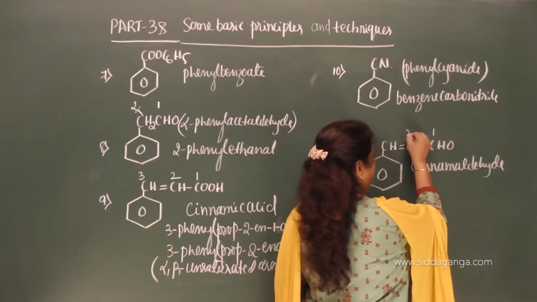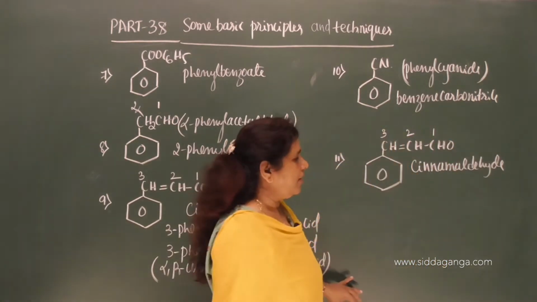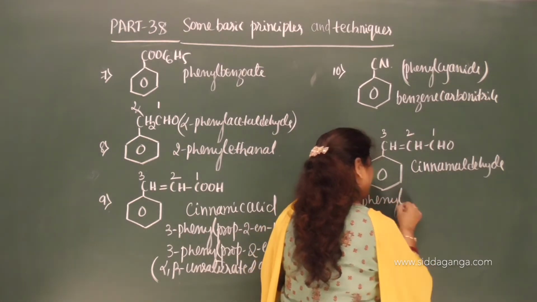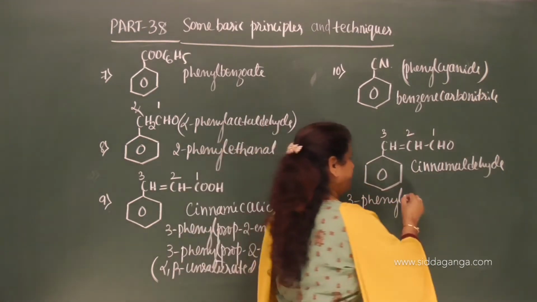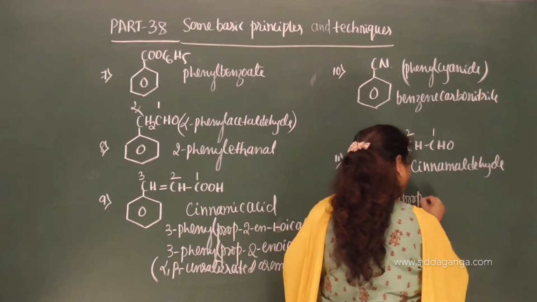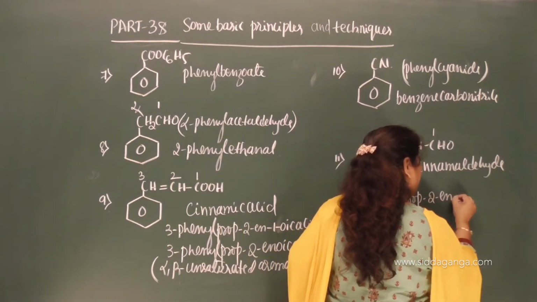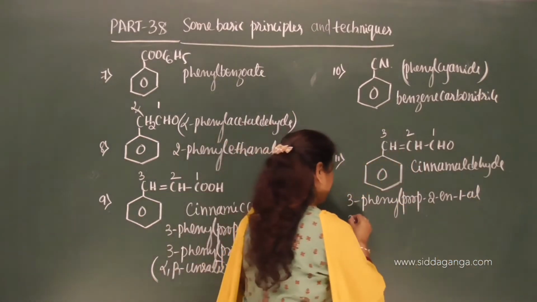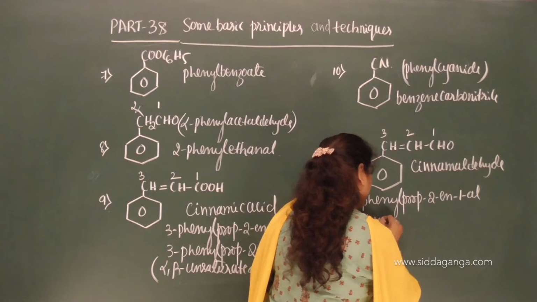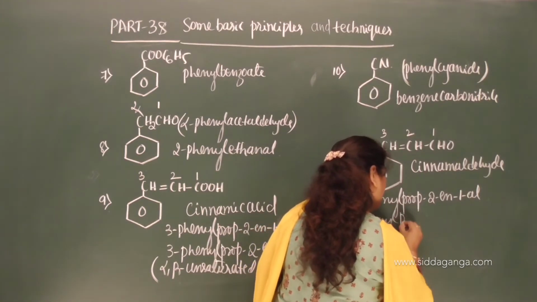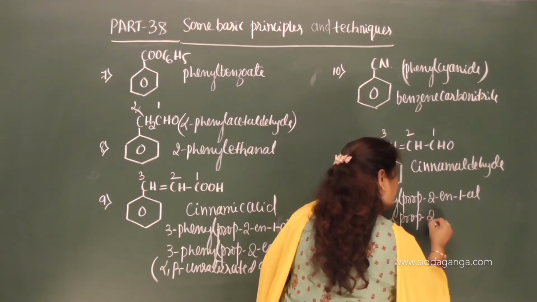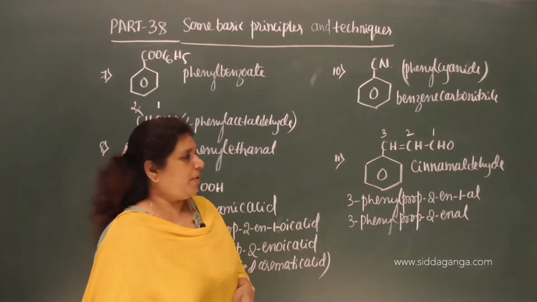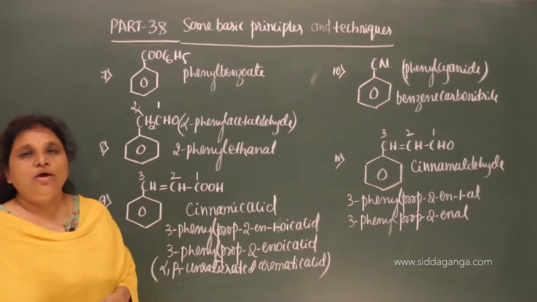Okay. Now what is the IUPAC name here? 1, 2, 3. On the third carbon we have the phenyl group. Therefore 3-phenyl. 3-phenyl prop-2-en-1-al, or you can write it as 3-phenyl prop-2-enal. Prop-2-enal is the IUPAC name. Cinnamaldehyde is the common name.